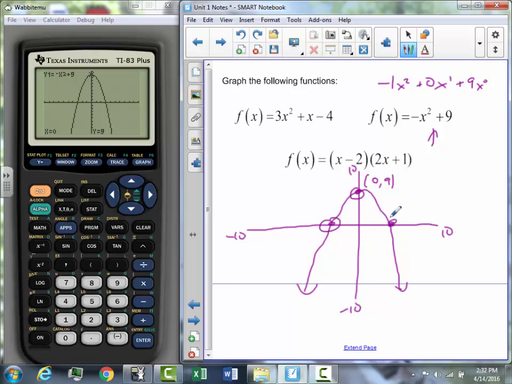Has anybody calculated these x-intercepts yet? One is -3, 0. Okay, -3, 0. And then the other one is 3 and 0. Doesn't that kind of make sense that one's positive, one's negative? Like they should be kind of equal distance from each other? Any issues with that so far?